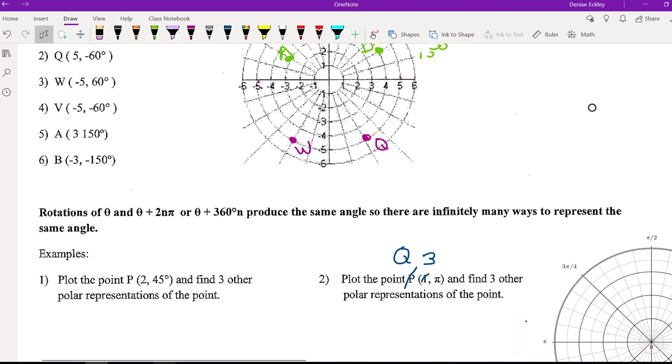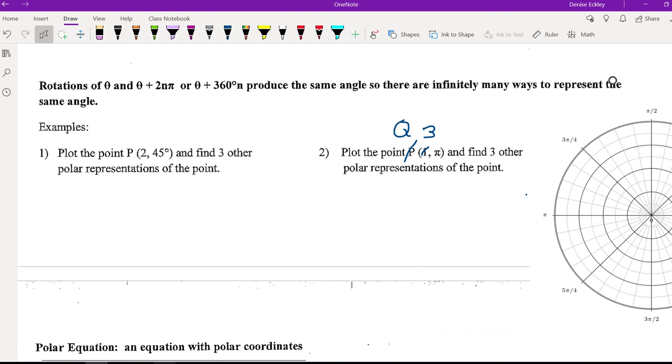Now, what you have to be careful of in the polar plane is that there is more than one way. In fact, there's an infinite number of ways to represent the same angle. Because we're going in a circle, you always end up back where you started from.